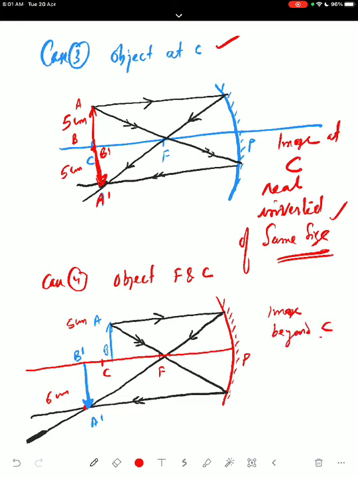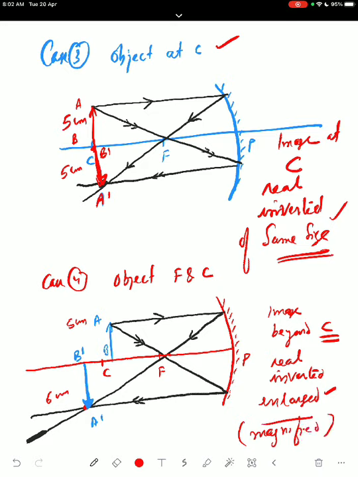Beyond C. You can see the image is beyond C. Real image, inverted image, and now it is an enlarged image. Enlarged image means the size of the image is enlarged or magnified. Enlarged or magnified image means the size of the image is greater than that of the object.